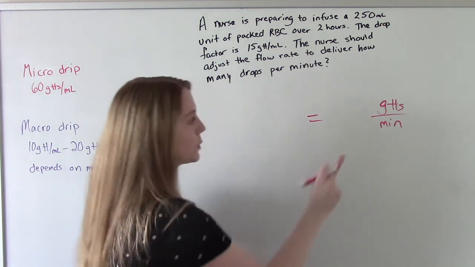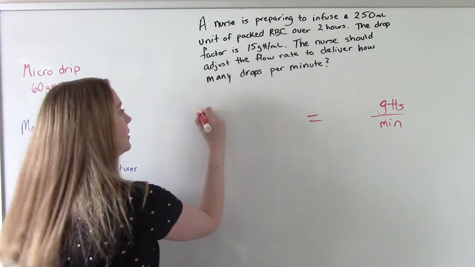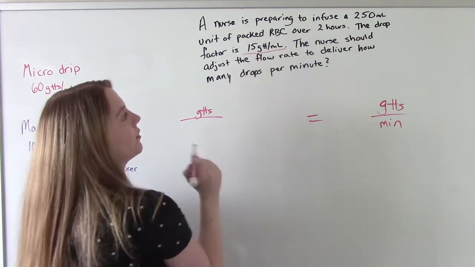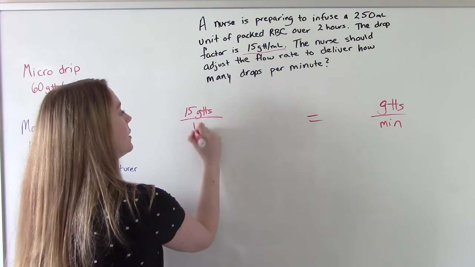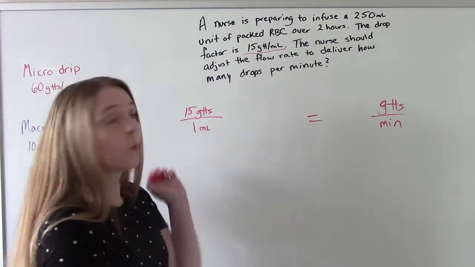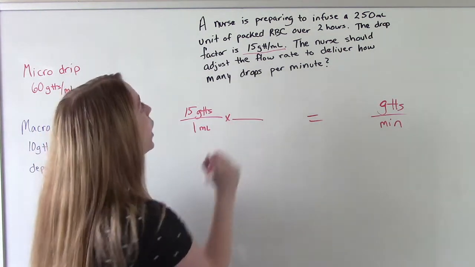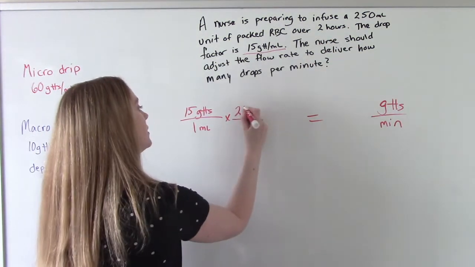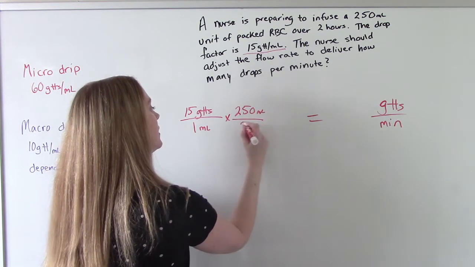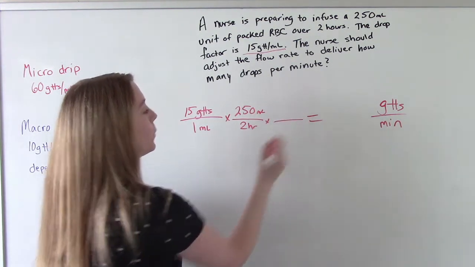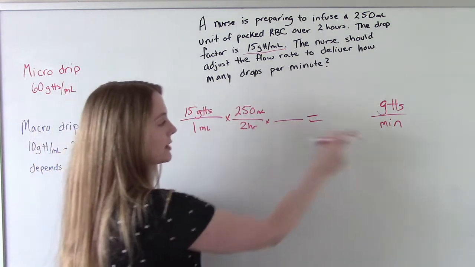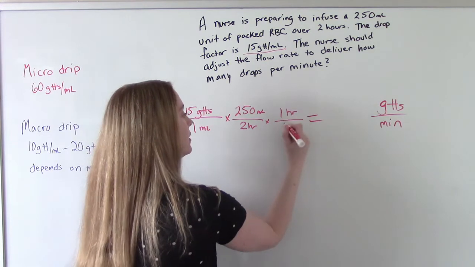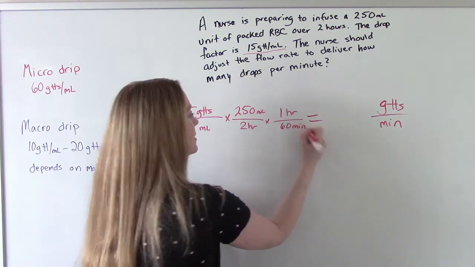And if it's going to be in our answer, we need to have drops in our numerator. And where is it here in the problem? Right there. So 15 drops per 1 ml. What else do we know? We know we want to give 250 mLs over 2 hours. And then now we need to convert hours to minutes because we're going to have minutes in our denominator in our answer. So 1 hour is 60 minutes.